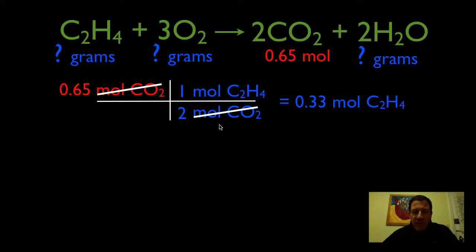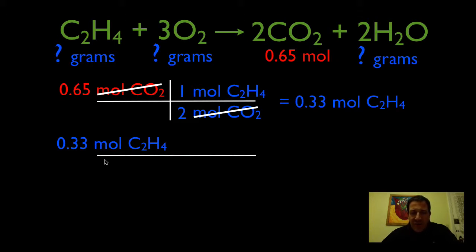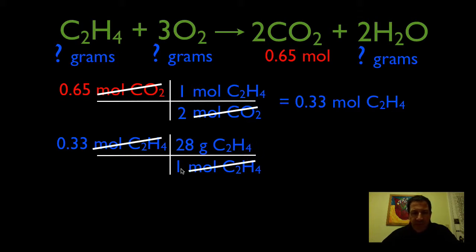But we don't want to know moles, we want to know grams. So now we're going to convert from moles to grams using the molar mass, put our railroad tracks down. We want to get rid of the moles of C2H4, of ethylene, so we put 1 mole on the bottom. Put the molar mass on the top, cancel our units, multiply 0.33 times 28, and we get that we would need 9.23 grams of ethylene to produce 0.65 moles of carbon dioxide. Okay, so that's the first one.